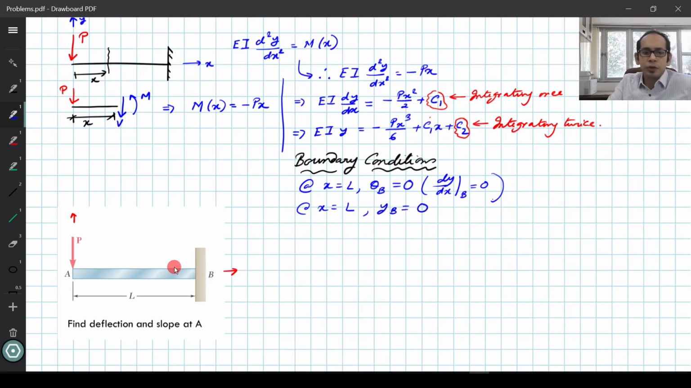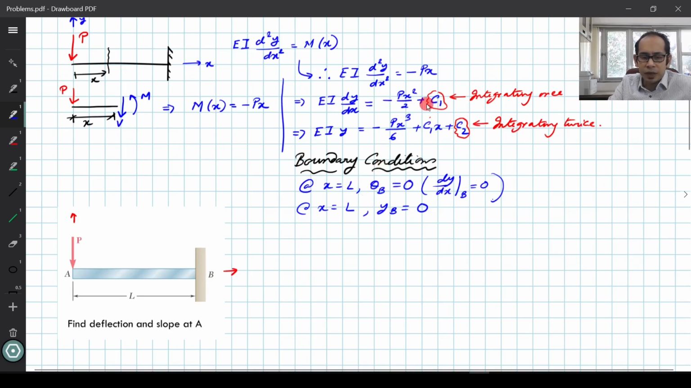These are the two boundary conditions at the point B, that is at x equals L. You have the rotation as 0, the slope as 0 over here, and you have y of B, the deflection at B, equals 0. So if you plug those two back over here, for example, if I plug boundary condition 1 into the first expression, you will get the value of c1.